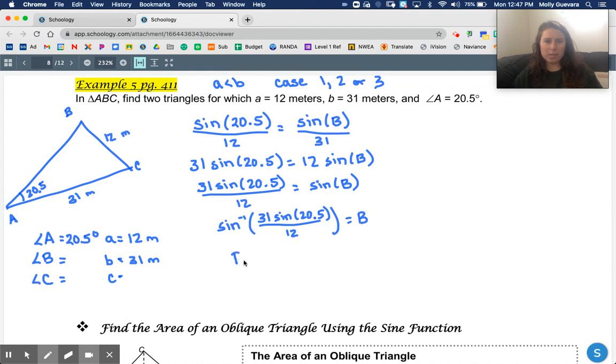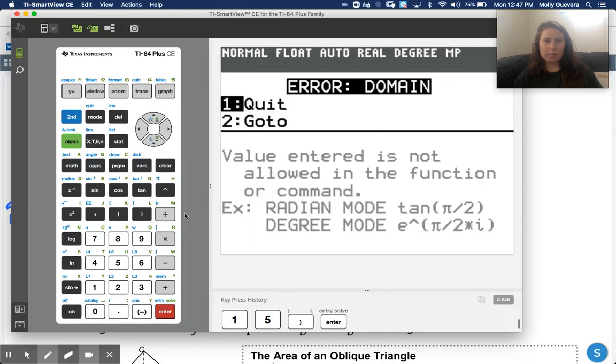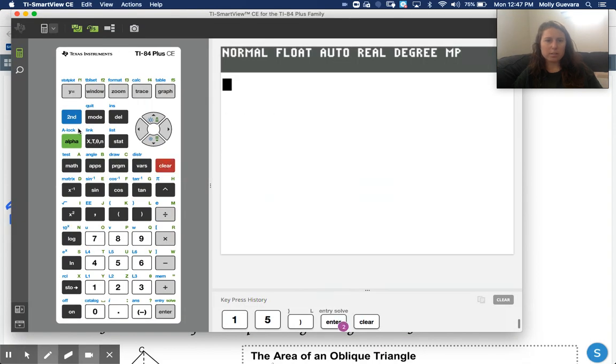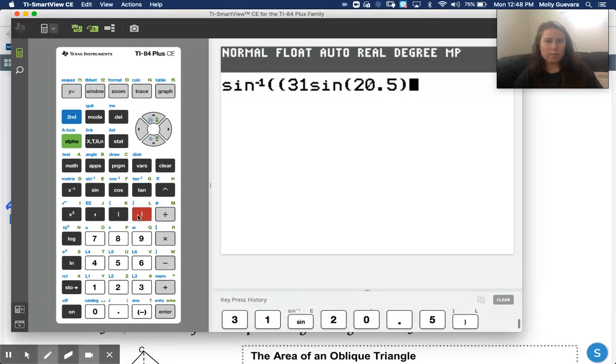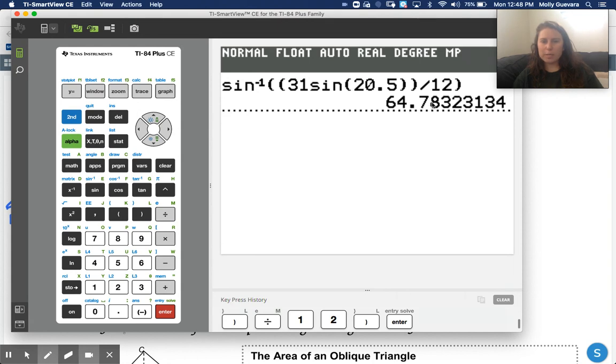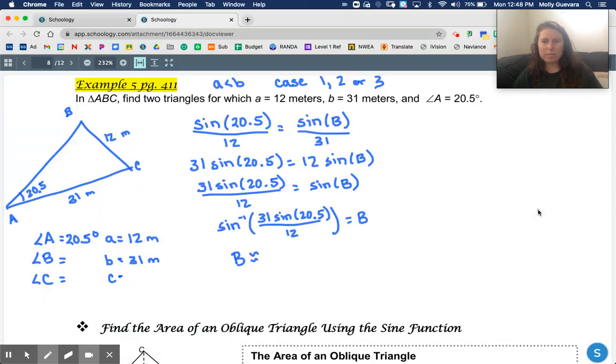And I self-solve, I plug it into my calculator. Let's do it, right? So clear this. So sine inverse of 31 sine of 20.5 divided by 12. And I get 64.78. So let's just leave it at 64.78 degrees.